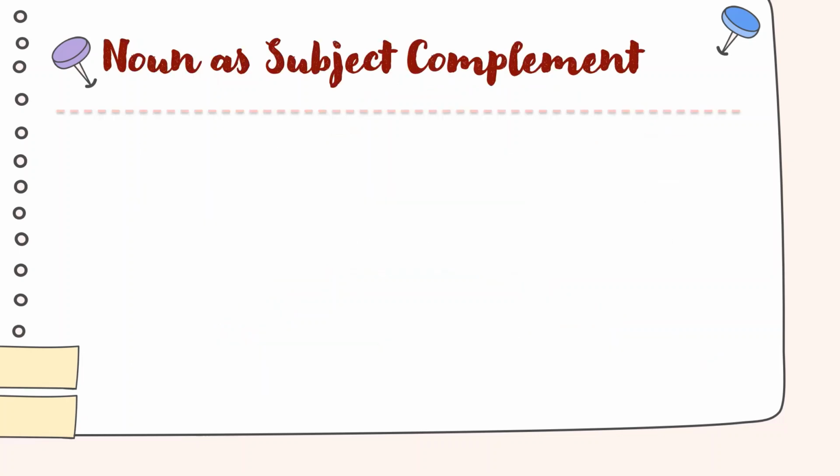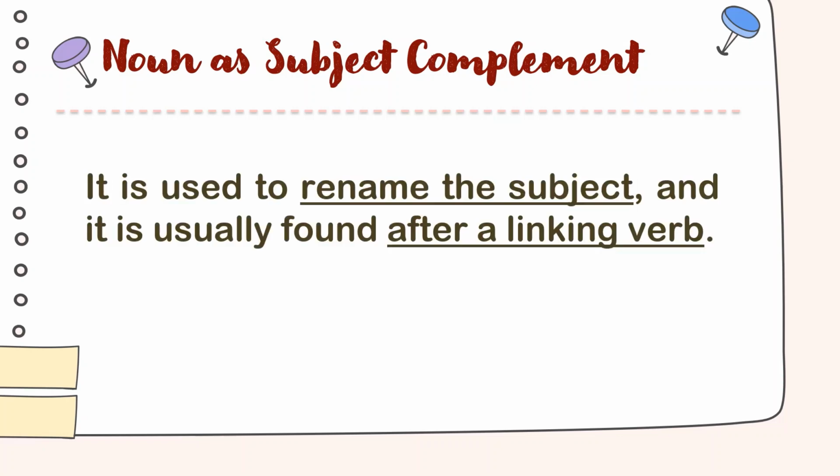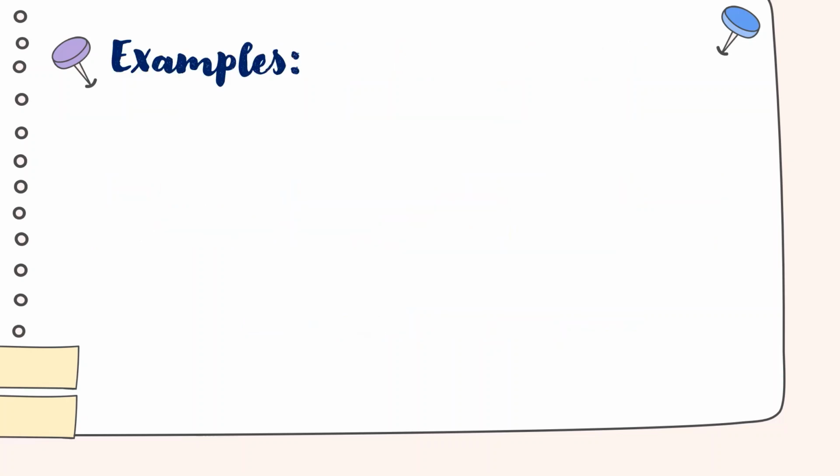Sixth, a noun may be used as a subject complement. It is used to rename the subject, and it is usually found after a linking verb. Here are the examples of linking verbs: am, is, are, was, and were. Now, examine the examples below.